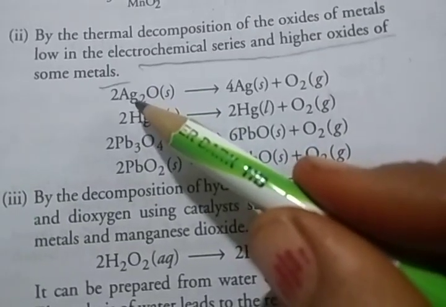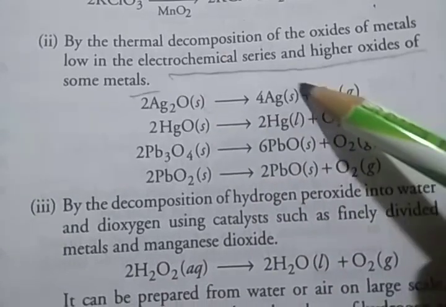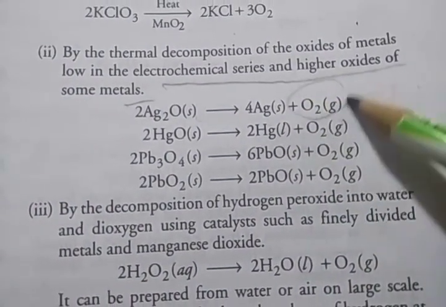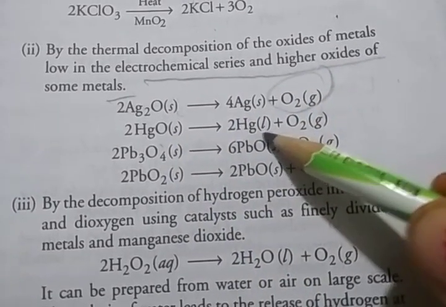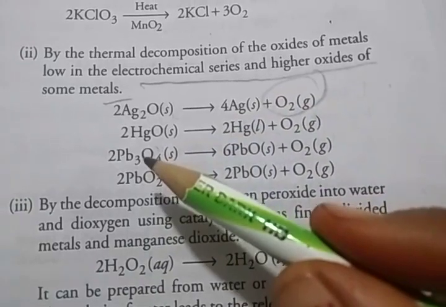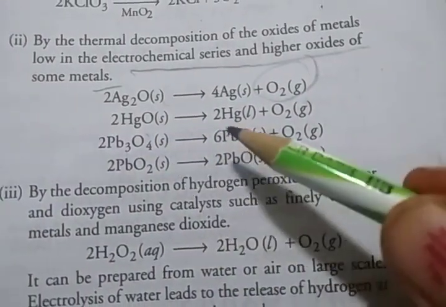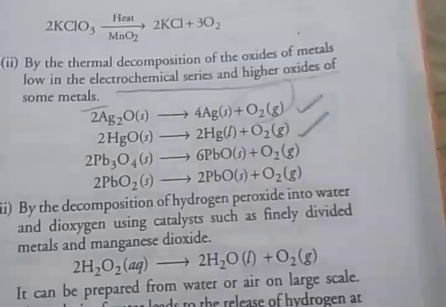Here you see Ag2O, silver oxide, a solid, which on decomposition gives silver and then oxygen gas evolves. Mercury oxide also gives liquid mercury and oxygen gas is released. Thermal decomposition of Pb3O4 converts it into PbO and oxygen. These are the methods you learn.